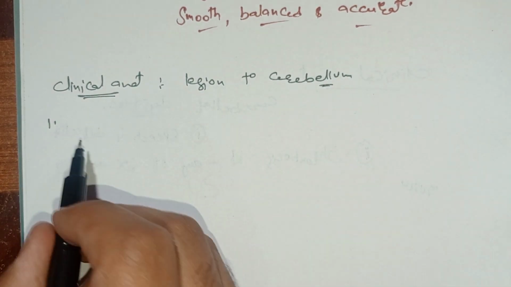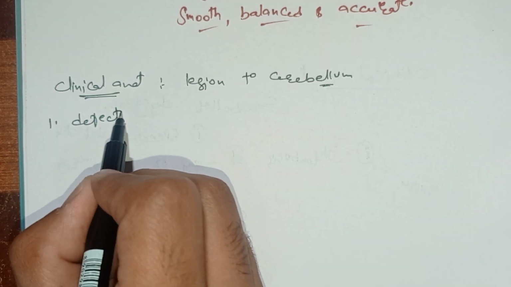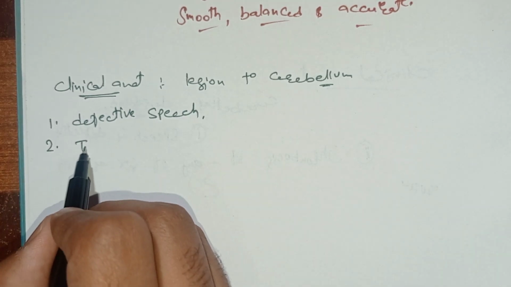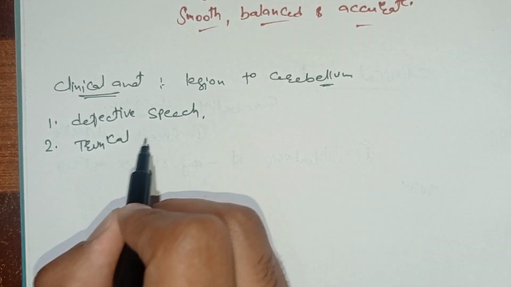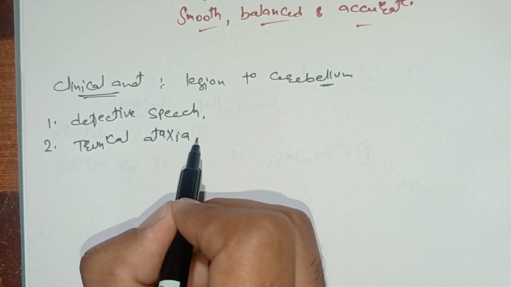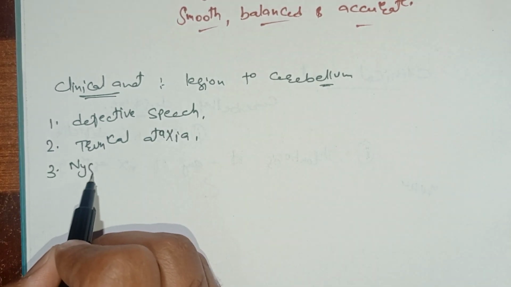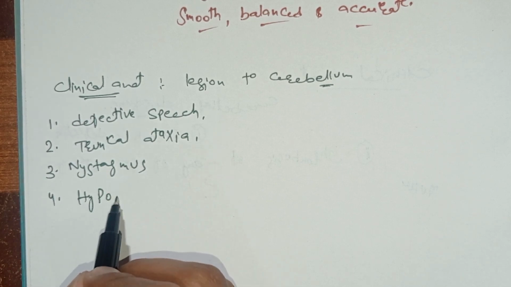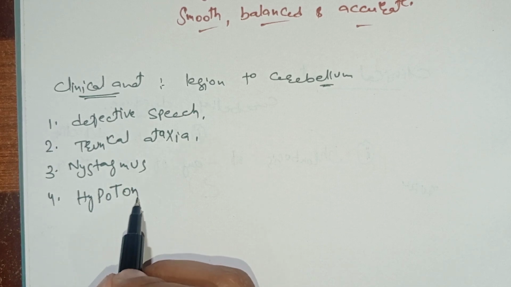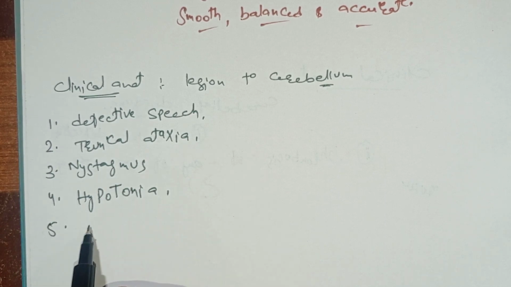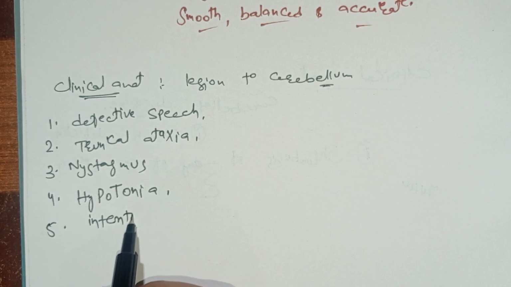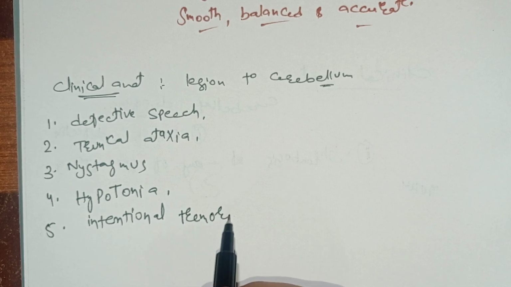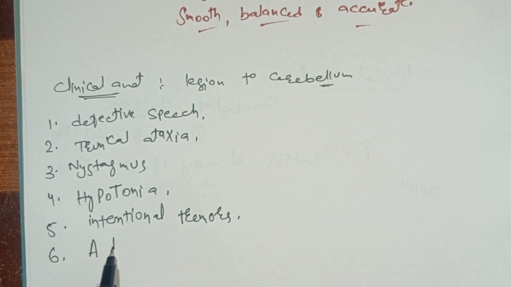A lesion to the cerebellum will result in defective speech. It will result in truncal ataxia. It will result in nystagmus. It will result in hypotonia, a decrease in tone, because the cerebellum controls tone. Number fifth, it will result in intentional tremors, that's tremors during movement.